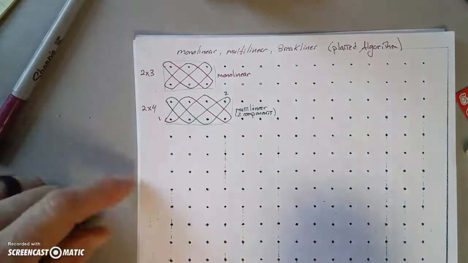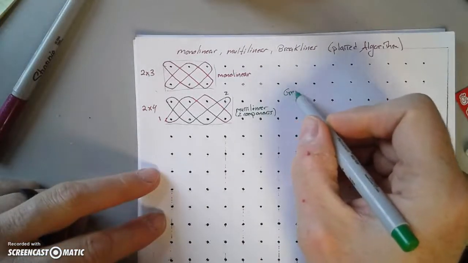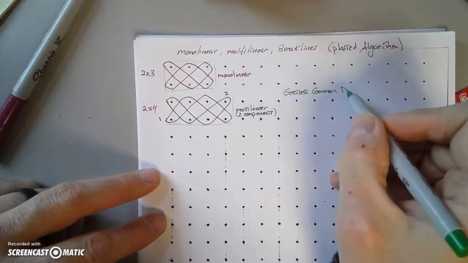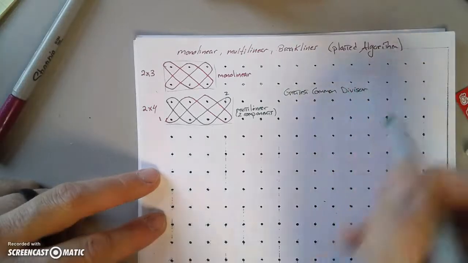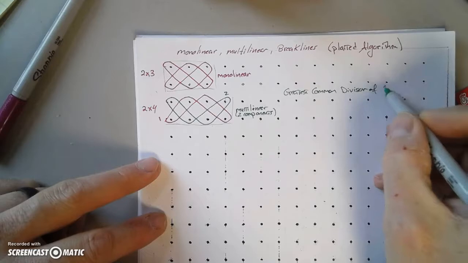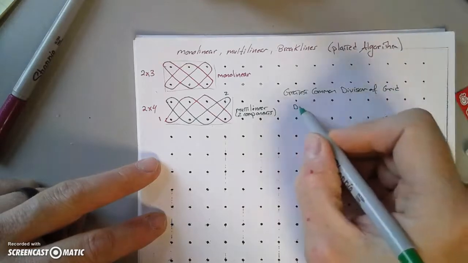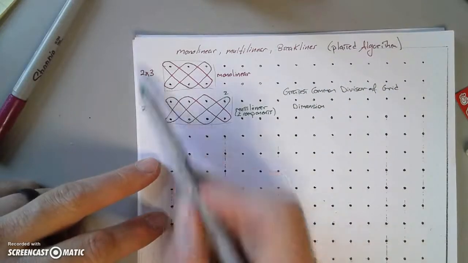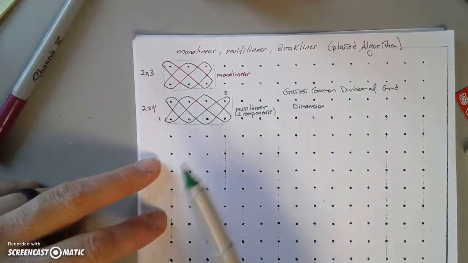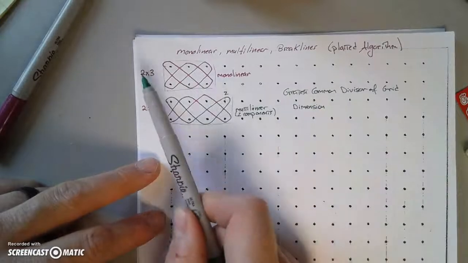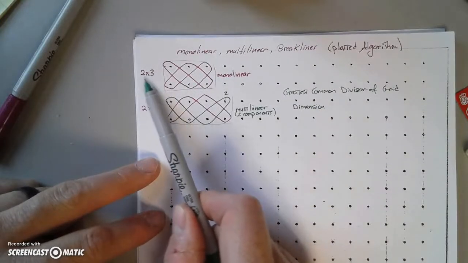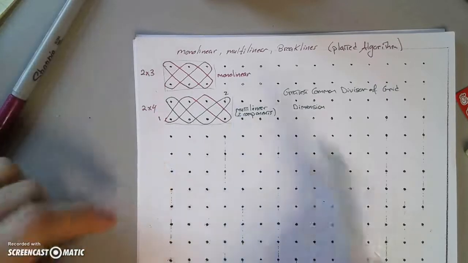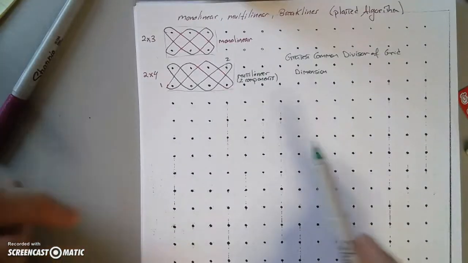And so what's the deal? Well, it has to do with the greatest common divisor of the grid dimensions. So a grid has two numbers, and it's the relationship between these two numbers that determines if it's monolinear. The greatest common divisor of 2 and 3 is 1. That's the biggest number that goes into both of them. The biggest number that goes into 2 and 4 is 2. It's two components.